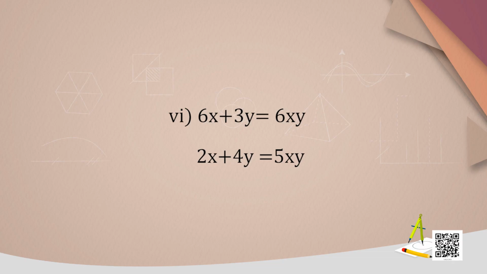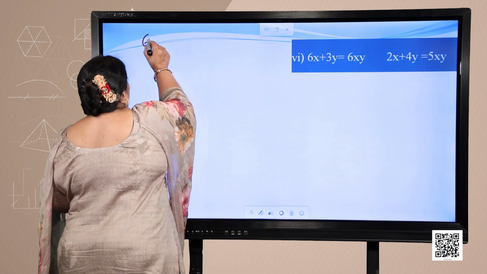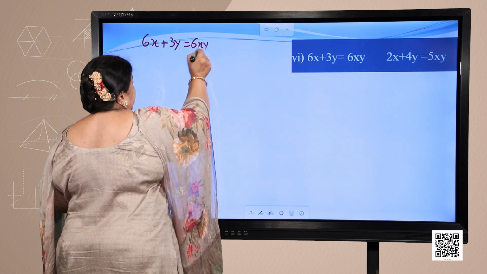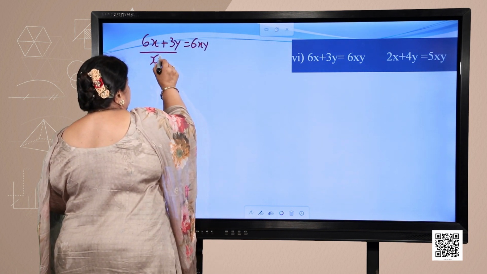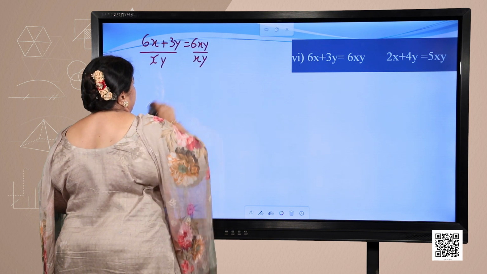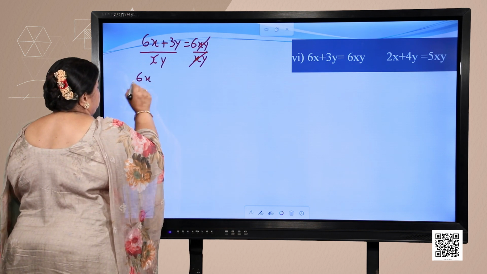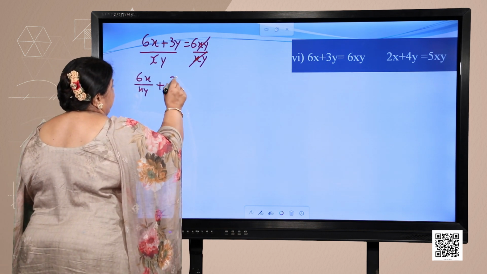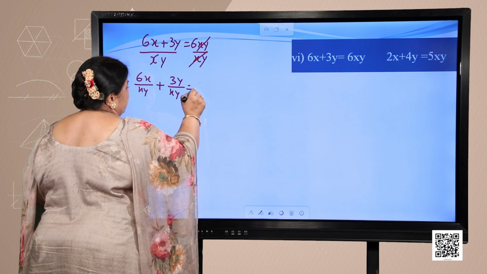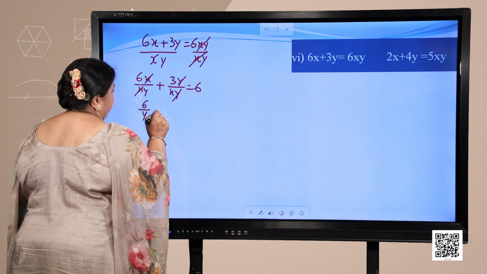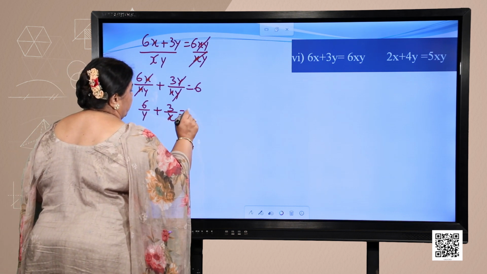We have 6x plus 3y is equal to 6xy and 2x plus 4y is equal to 5xy. Now, little similar to the previous one, we have 6xy. In this, let us divide this by xy on both sides. What do I get? 6x upon xy plus 3y upon xy is equal to 6. We can cancel x and y in this way. So, 6 upon y plus 3 upon x is equal to 6.